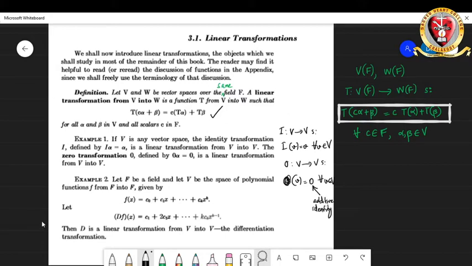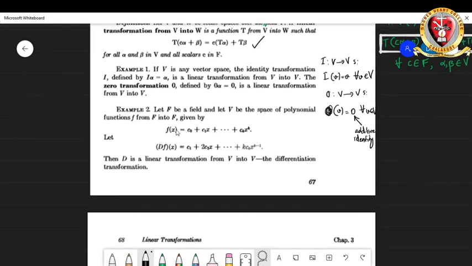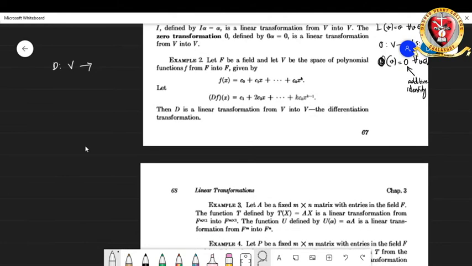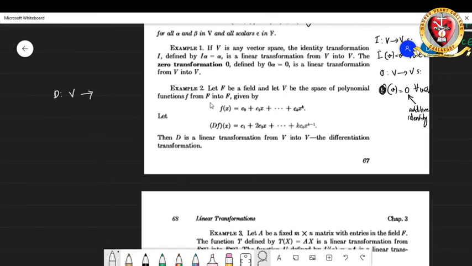Now the next example is: suppose F is a field and V is the space of polynomial functions from F into F, given by a polynomial, usually notated like this, call it f of x. And the transformation is D. D is the transformation which is said here, from the set of all polynomial functions into V, defined like this.